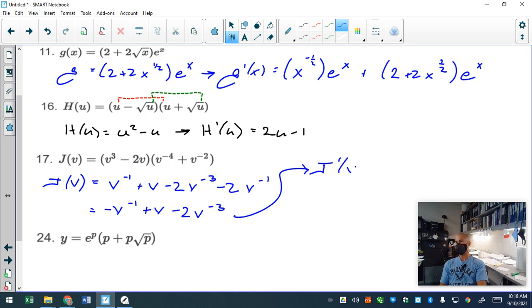J prime of v, bring down the negative 1. Negative 1 times 1 is positive 1, v to the negative 2 plus the derivative of v is 1. Power rule this one. Negative 3 times negative 2, positive 6, v to the negative 4.